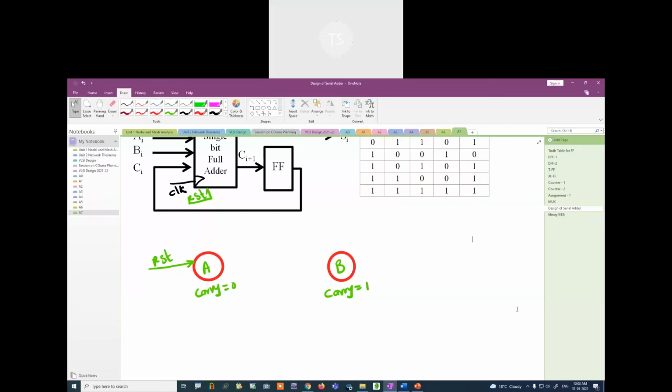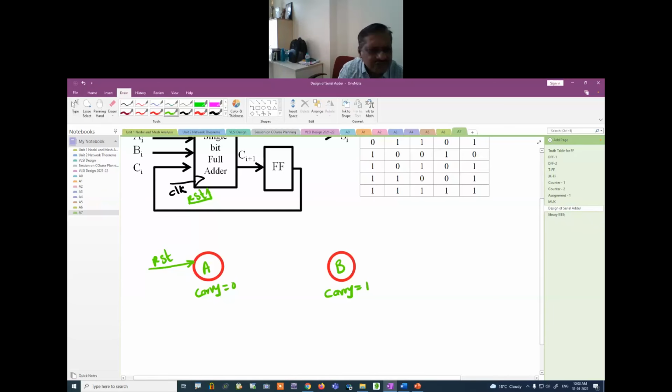It's fine. Now, present state is the A. Means how much is the carry? Carry is zero. This is carry. This is present state. What is the first possibility of the input? Zero, zero. Now, what is the sum? Sum is zero, and how much is the carry?